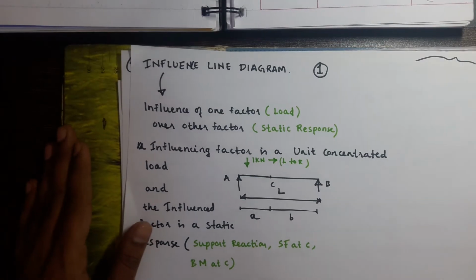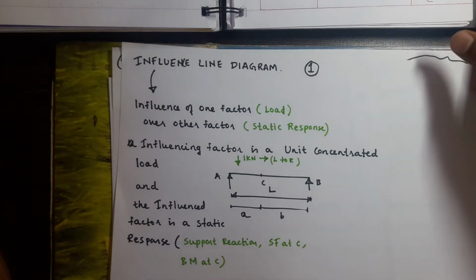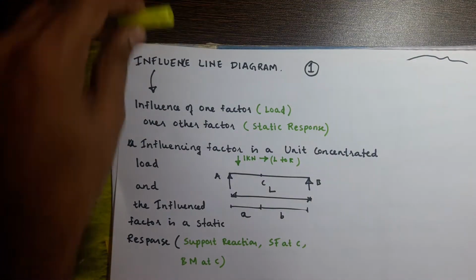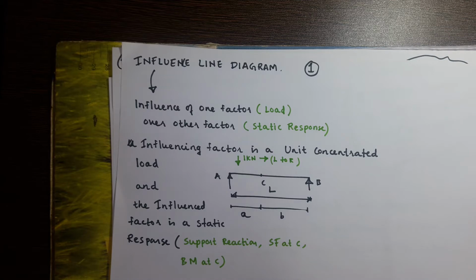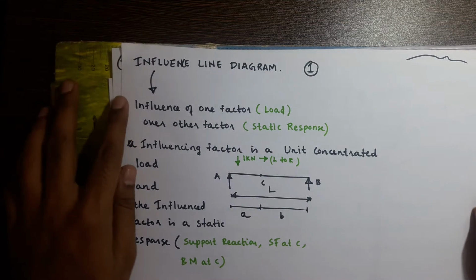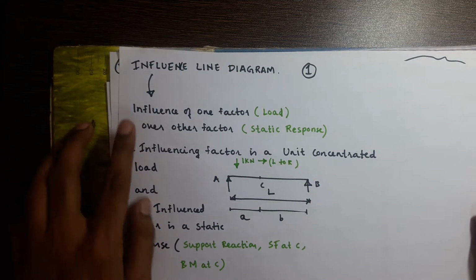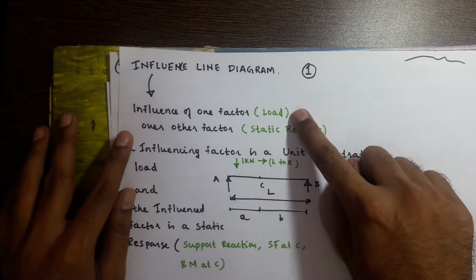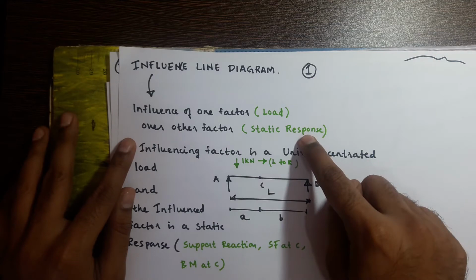Hello everyone. So here we have a topic, influence line diagram. We will see this topic. First we will go by the name influence. Influence means influence of one factor, that is load, over other factor, that is response.